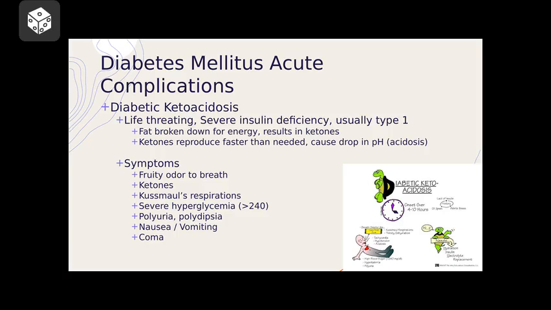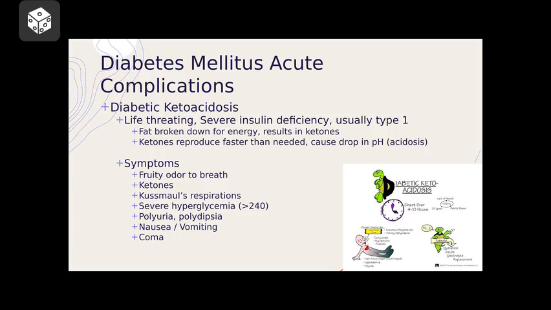There's a special kind of deep breathing pattern that's called Kussmaul's. So these Kussmaul's respirations happen when you're trying to blow off a little bit of that acid. So you're trying to increase your body's pH by doing this special type of breathing.